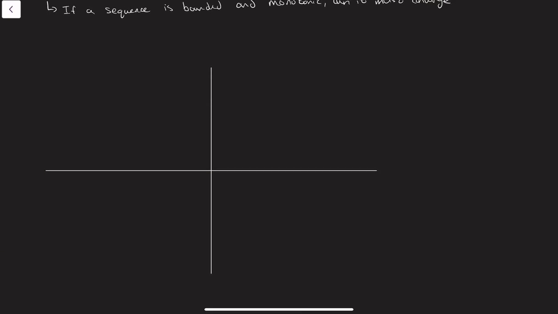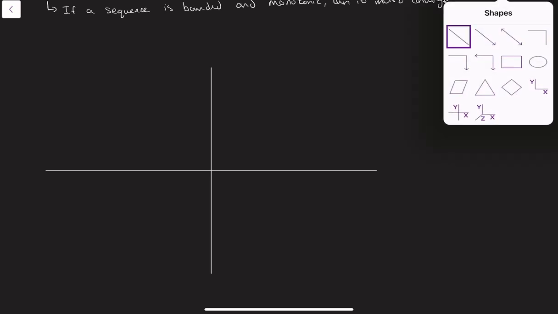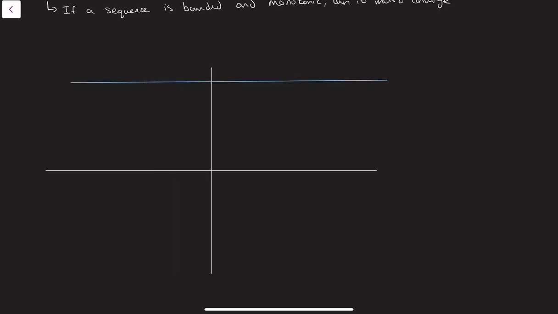So let's say we have a bound right here. So our sequence is bounded from the top. So let's call this y is equal to m. And we have this function that kind of goes like this. So we have an increasing function. Let's call this a of n. So we have a of n, and a of n is increasing like this. And it always has to be increasing forever.